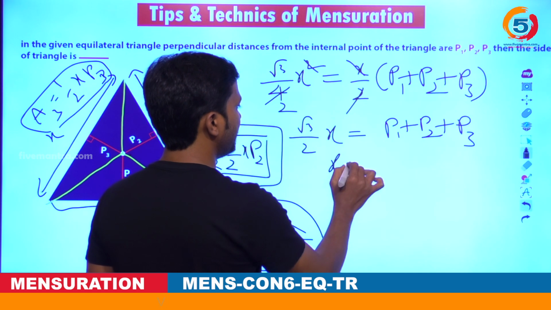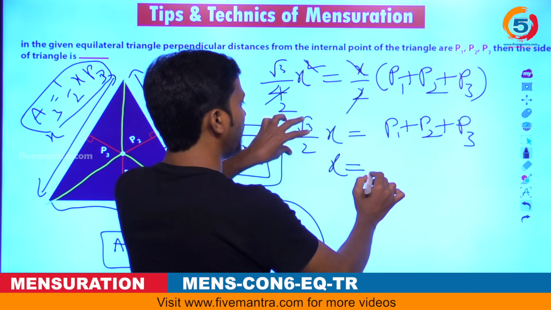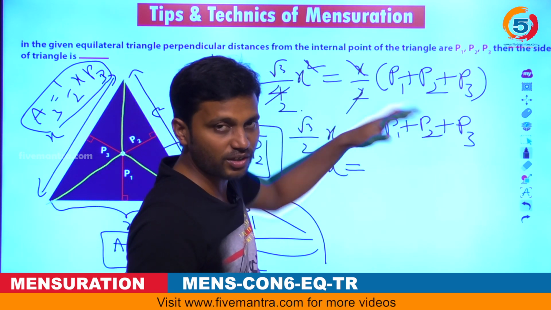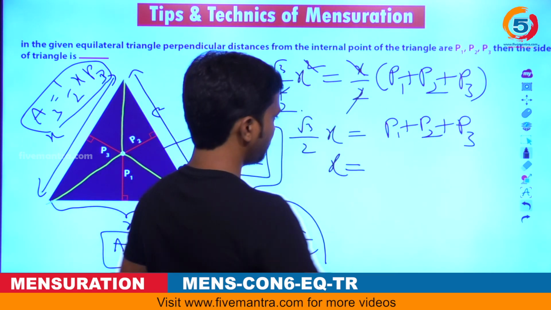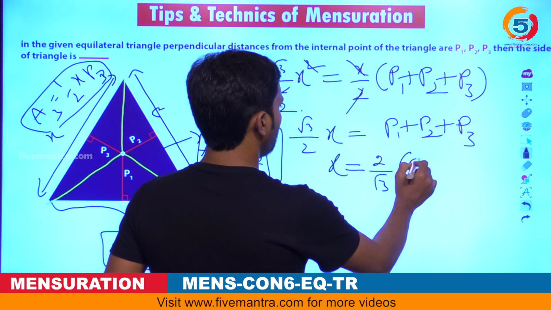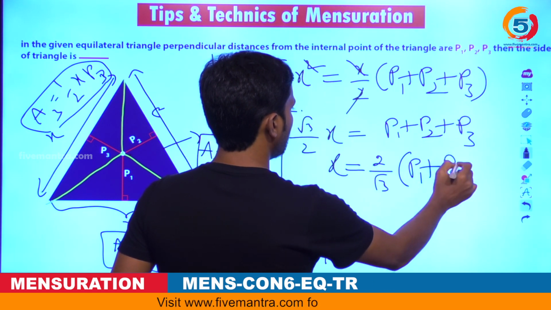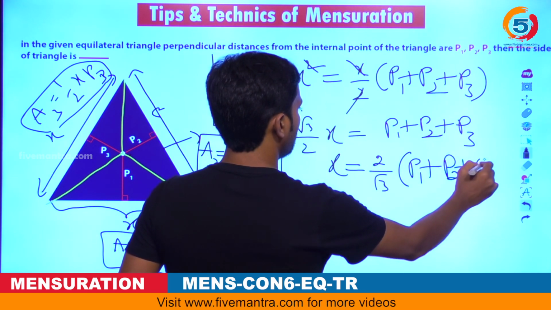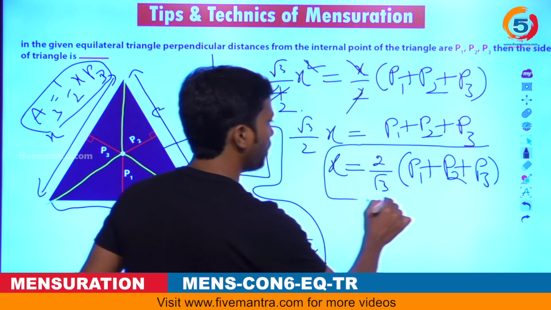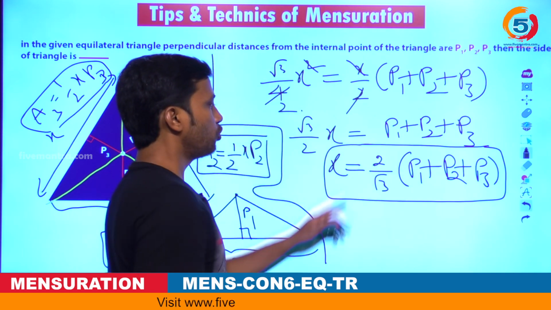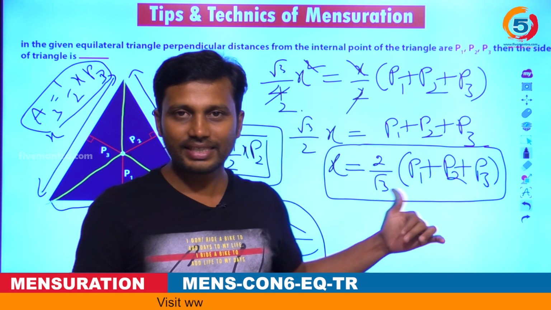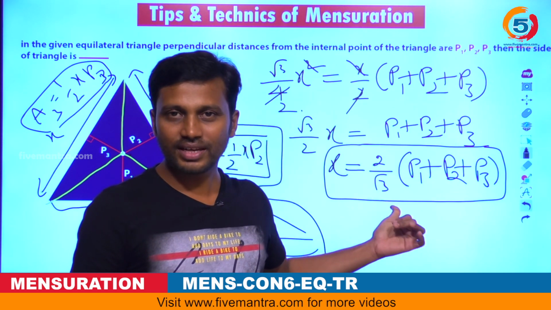So now x equal to how much? This 2 by 2 will go to the numerator part, and root 3 comes to the denominator part on changing to the other side. So now this would be 2 by root 3 times of P1 plus P2 plus P3. So now what is the value of x we obtained? 2 by root 3 times of P1 plus P2 plus P3. Isn't that our answer? Is this not our answer?